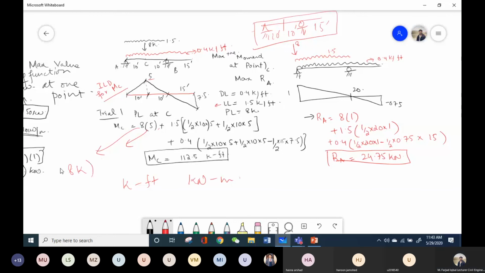So the final answer should be something like 40 kip square feet. But I have written the answer in kip feet. Can anyone answer me why we did this? Because it should be kip square feet. I was expecting you to ask this question, but no one asked this. So now, if someone can answer me this question, why is the final answer in kip feet?